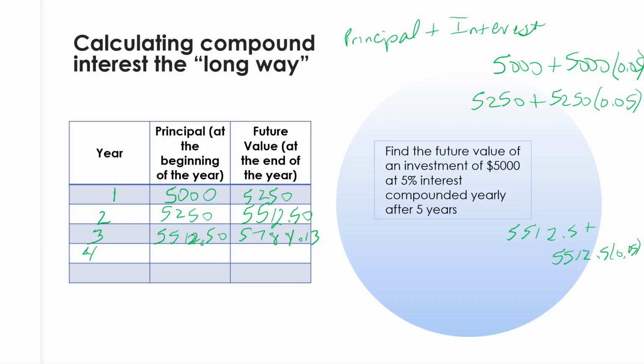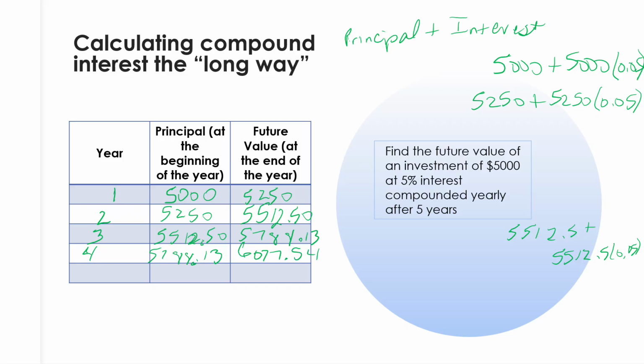Okay. So we continue here. Year 4. We now have $5,788.13. And again, we're going to take that $5,788.13 and add the interest for $5,788.13, which now gives us a balance of $6,077.54.